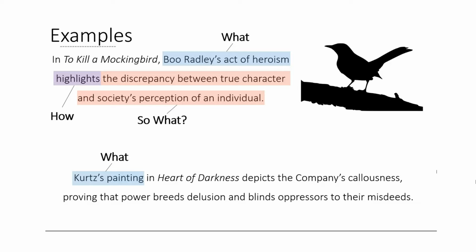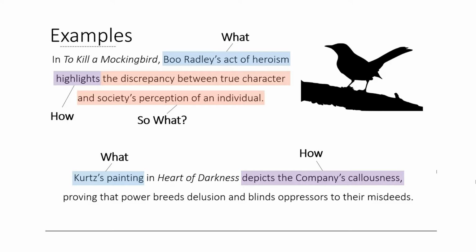Our how is depicts the company's callousness. So that shows that the painting conveys the idea that the company, which is a group of white men harvesting ivory in the Congo, this company is really indifferent to the people living in the Congo, indifferent to their suffering. They don't really care about anything except making profit.